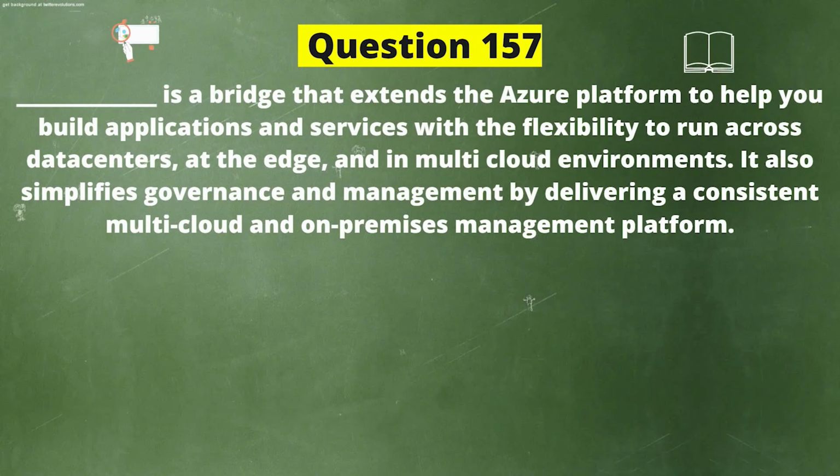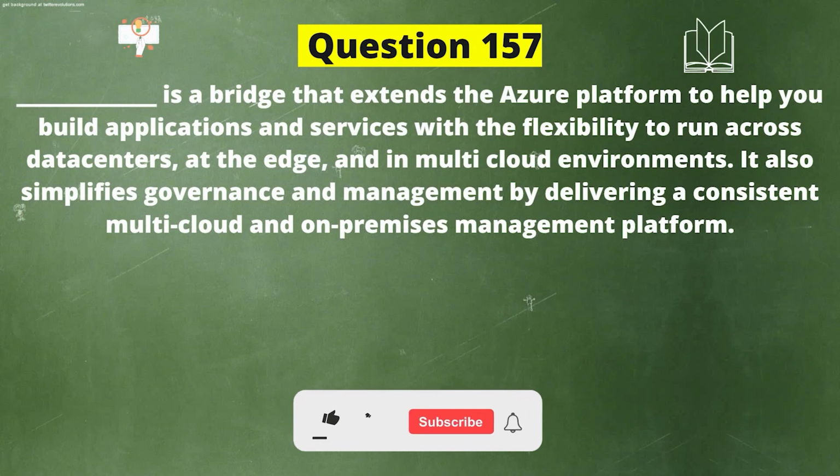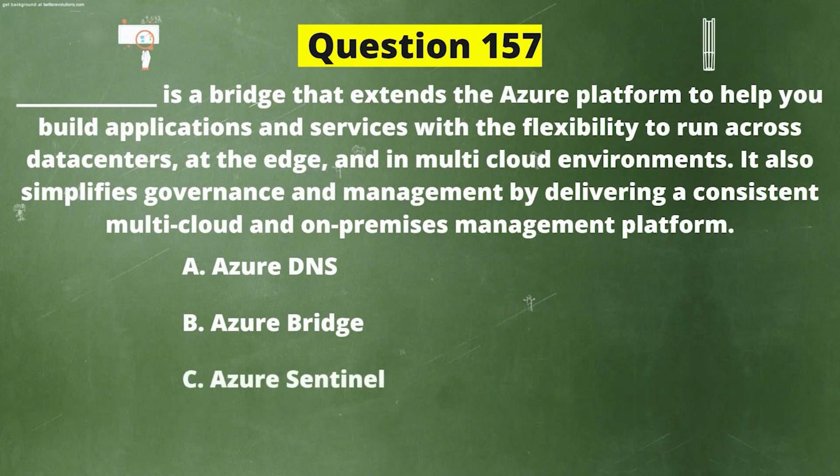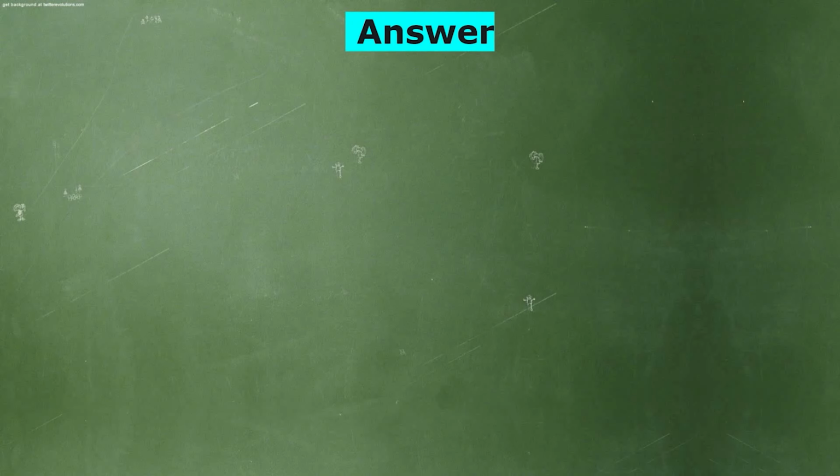Next question. Dash is a bridge that extends the Azure platform to help you build applications and services with the flexibility to run across data centers, at the edge, and in multi-cloud environments. It also simplifies governance and management by delivering a consistent multi-cloud and on-premises management platform. Option A, Azure DNS. Option B, Azure Bridge. Option C, Azure Sentinel. Option D, Azure Arc. And the correct answer is option D, Azure Arc.